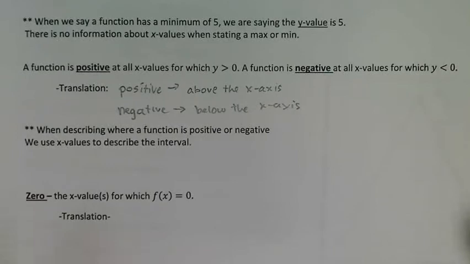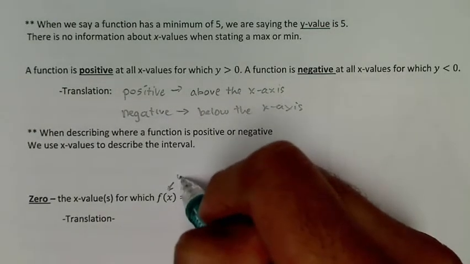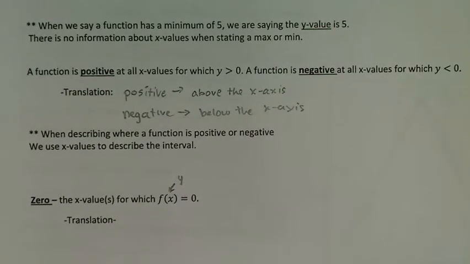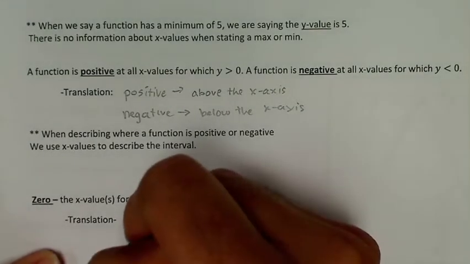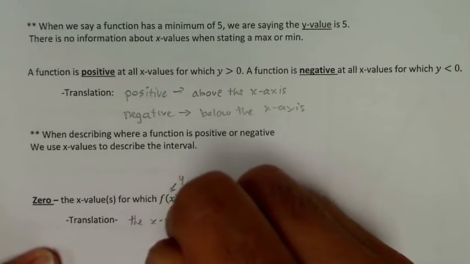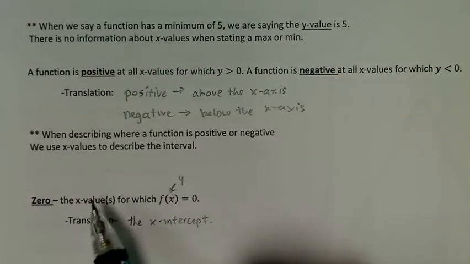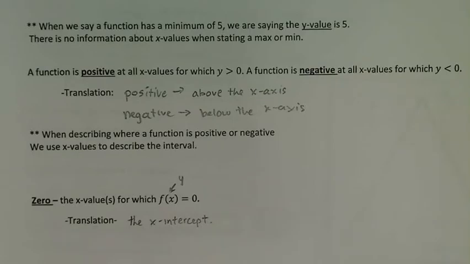All right, so the last definition is the idea of a zero. It's the x value for which f of x is equal to 0. So remember, f of x is the same thing as saying y. So it's the x value for which y is equal to 0. And we know that's a special point. We called that the x-intercept. Okay, so a 0 is the same thing as an x-intercept.